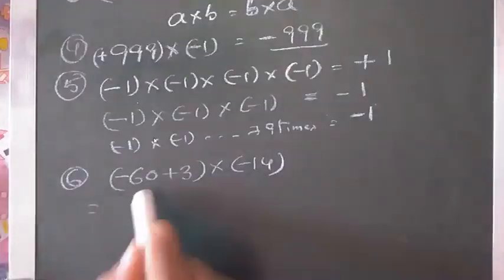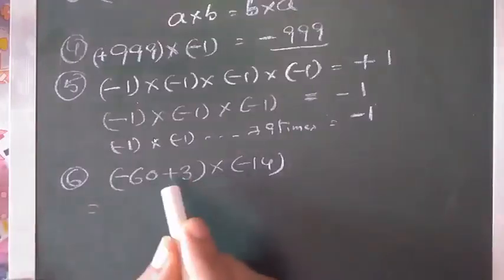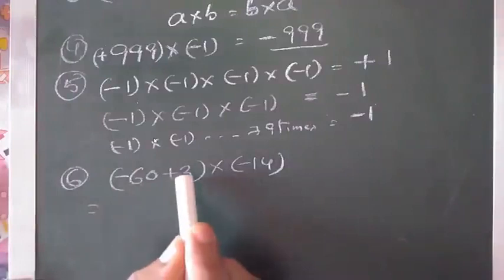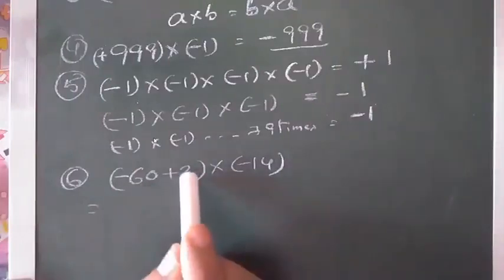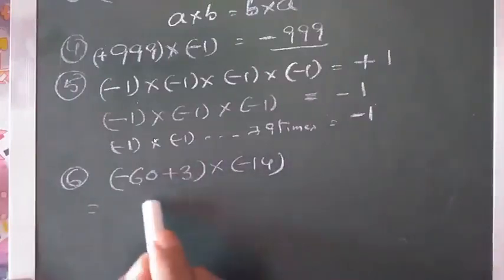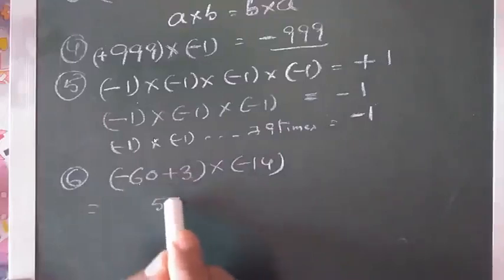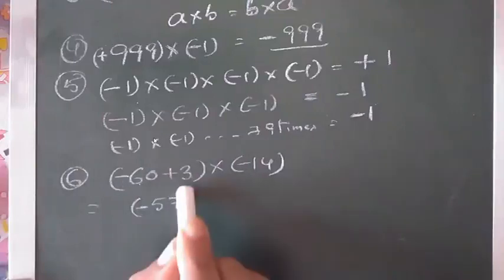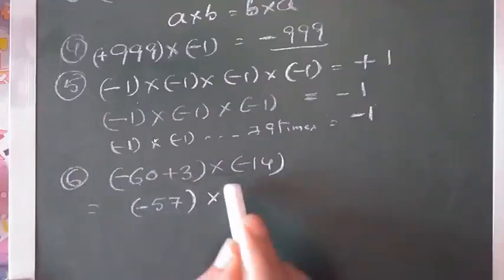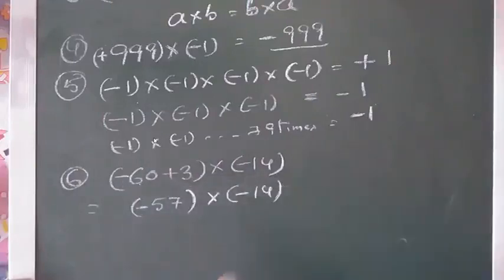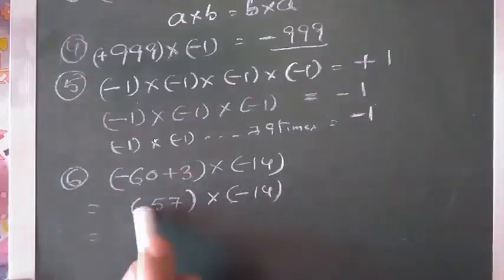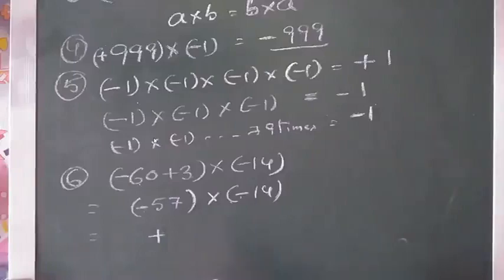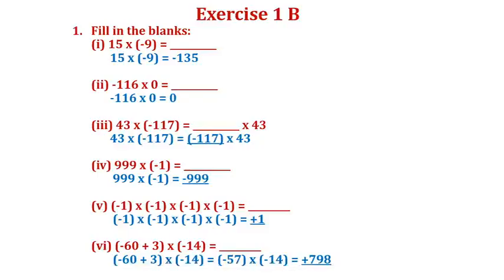This minus 60 plus 3 means you are adding two numbers having different signs. So you have to subtract the smaller number from the bigger number, which gives 57, and put the sign of the bigger number, which is minus 57. So this is minus 57 into minus 14. Now what do you have to do? First multiply the signs. Minus into minus is plus. 57 into 14, how much?